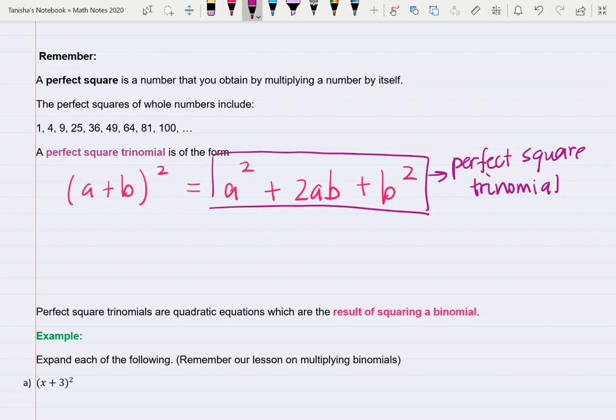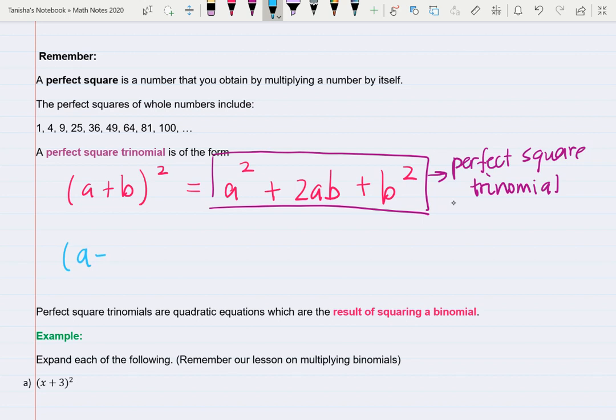So just like the previous example, we went from the factored form to the expanded form, and that's a perfect square trinomial. Now, if you're given a perfect square trinomial, we're going to work on being able to go back to the factored form.